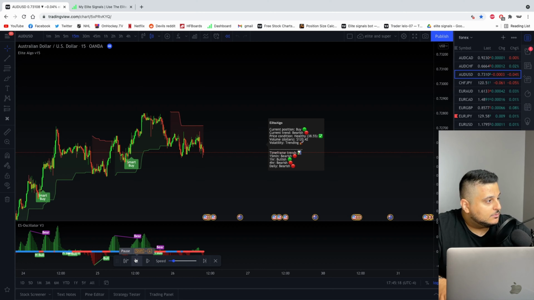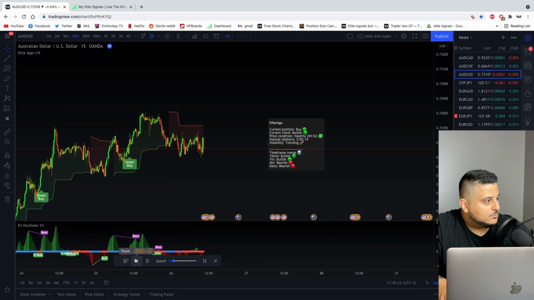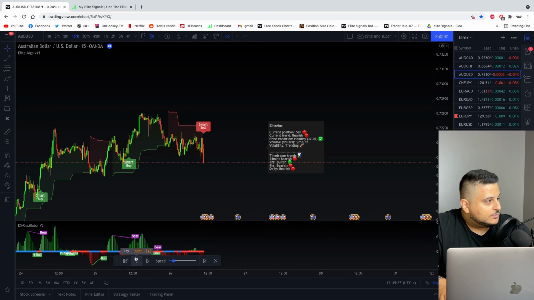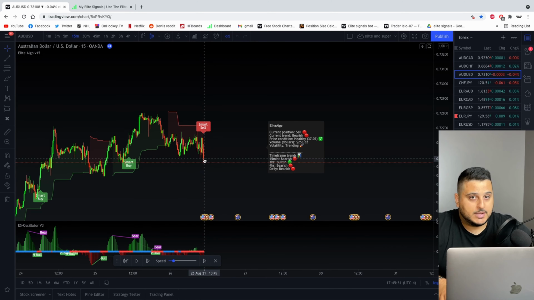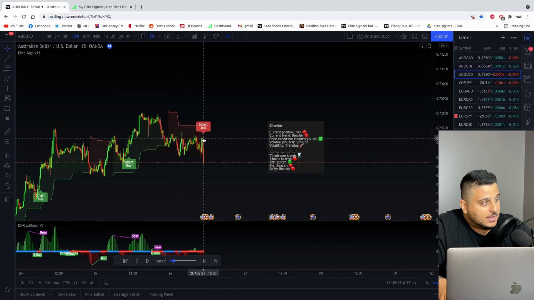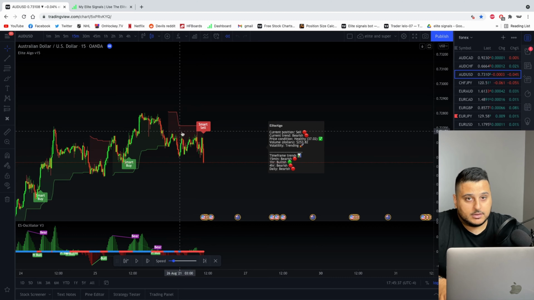Just give it a second. Very slow. Boom. So now we have a sell signal that came up in real time, guys, and we are looking to trade it. The reason why we're looking to trade it again is because we can see that it is a sell signal in a red trend. So this means it's a good signal to take.